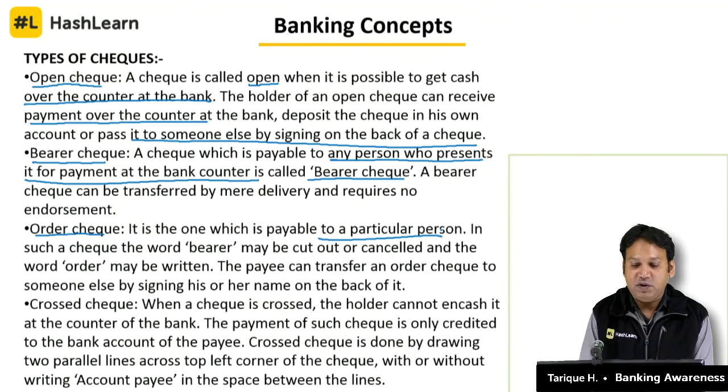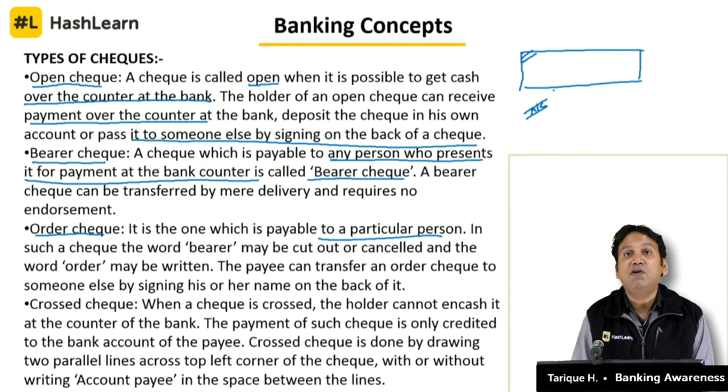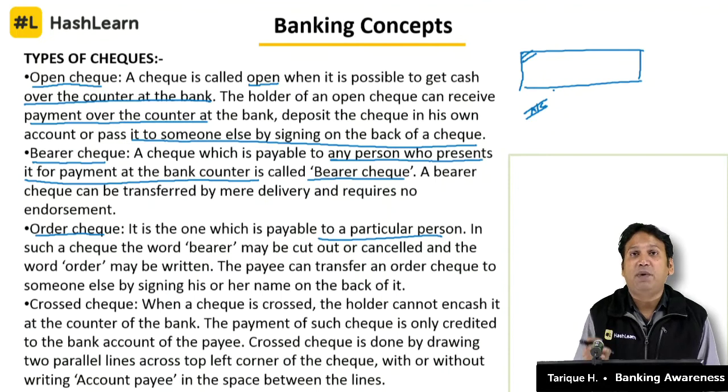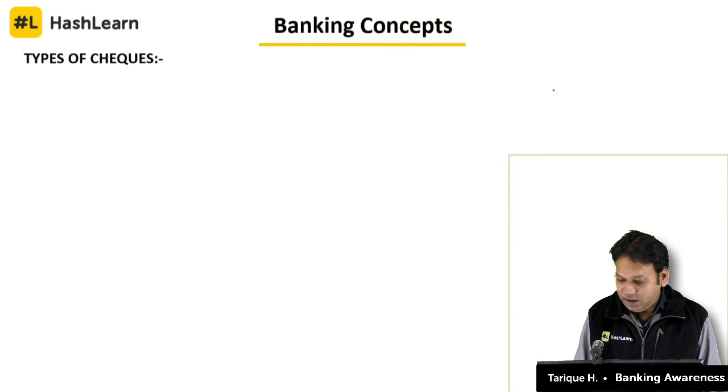The check is crossed, as I showed you earlier. If it's a check on the corner, we cross it, or we can write like this: account AC. That means it's an account pay check. A cross check is an account pay check where the check cannot be cashed over the counter but can be deposited only in the account and in the name of the account, which should be in the name of the person whose name is mentioned as a payee on the check. Clear? That is what is called a cross check. Now other types of checks we talk about.